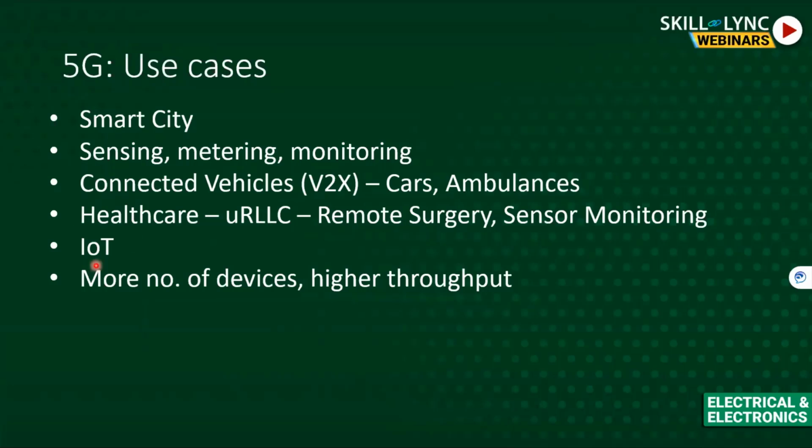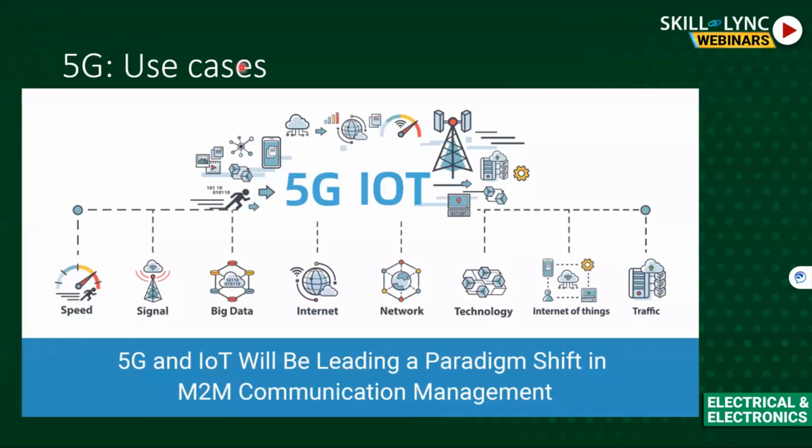I've already talked about IoT, then a larger number of devices, higher throughput. These are the use cases. So this is just a pictorial representation. For example, here the speed is increasing, the signal quality gets better, and then we introduce big data, and you can also introduce AI and machine learning. Because 5G is going to have a lot of data, when you talk about monitoring or sensing anything periodically, it's going to give you loads and loads of data. So we need some big data analysis to post-process the logs as well.